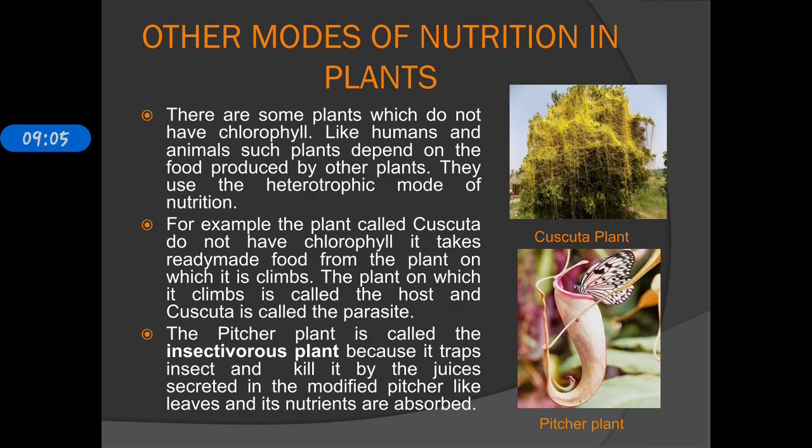There is one more image, of a pitcher plant. Pitcher means it's kind of a jar. Because of that shape, that modified leaf shape, it is called pitcher plant. It is called an insectivorous plant because it traps insects and kills them by the juices secreted in the modified pitcher-like leaves, and its nutrients are absorbed.